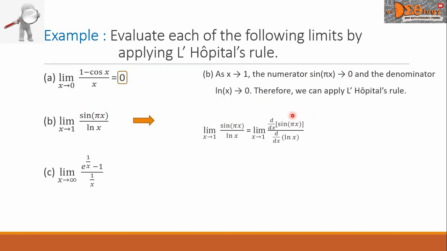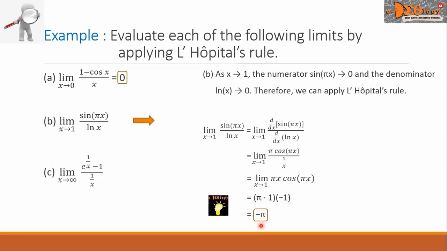Let us now evaluate the corresponding derivatives. The derivative of sine pi x is pi cosine pi x, over the derivative of ln x, which is 1 over x. We can simplify this complex fraction into pi x cosine pi x. Now let us evaluate the limit. We have pi times x, which becomes 1, and the cosine of pi is simply negative 1. Simplifying this further, we have negative pi. This is the final answer. Let us copy this answer opposite problem B.